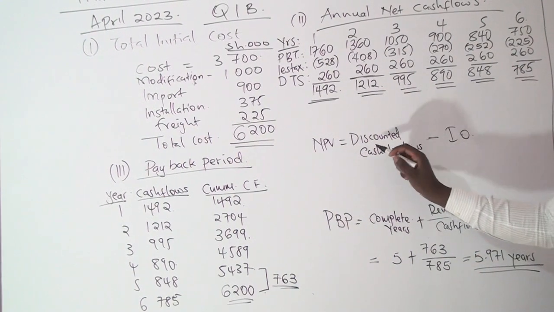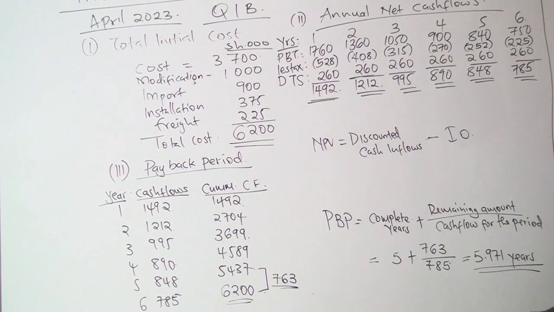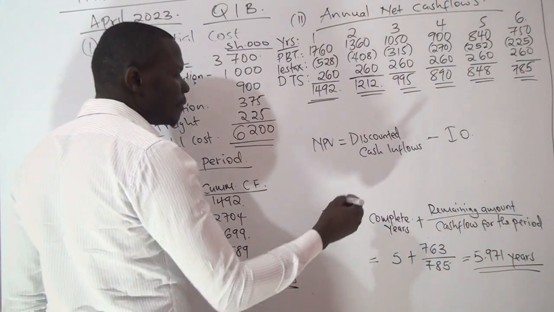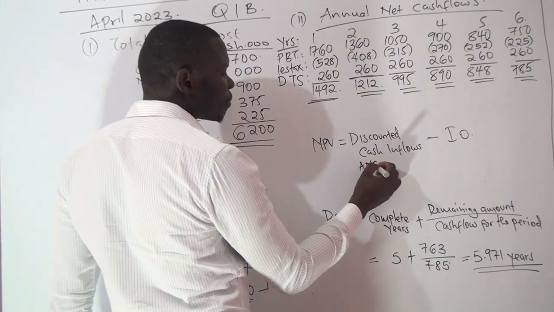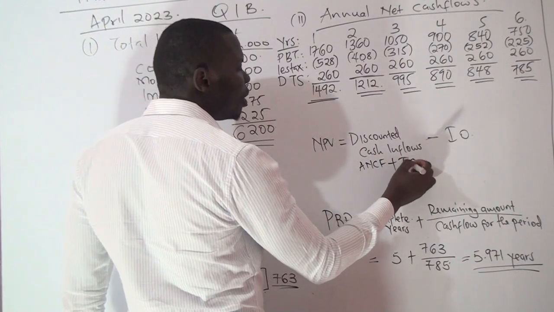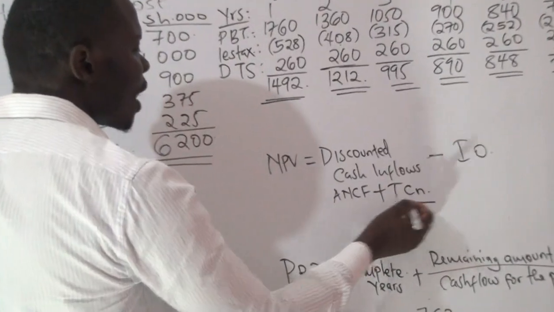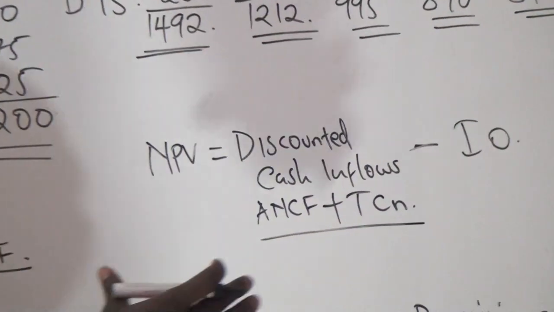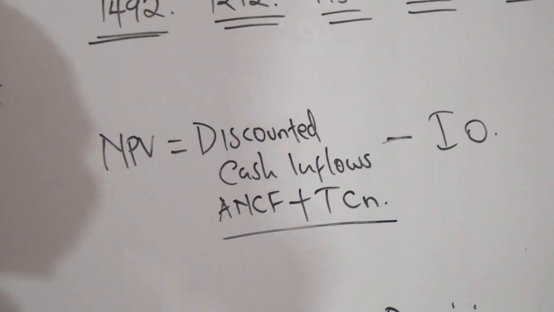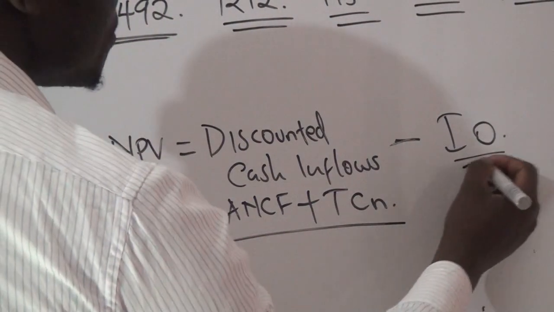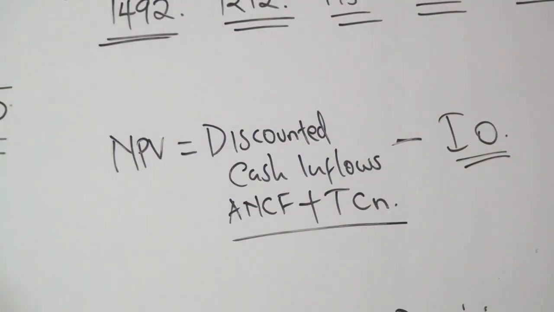And what we need to understand is that discounted cash inflows will always entail two components of cash flows, and that is the annual net cash flows and the terminal cash flows. Those are the two components of cash inflows, because these are the cash flows that we attain during the life of the asset. Then our initial outlay will always represent the cash outflow.